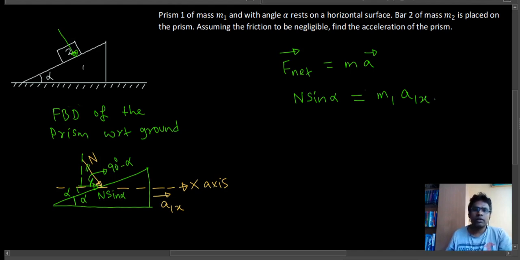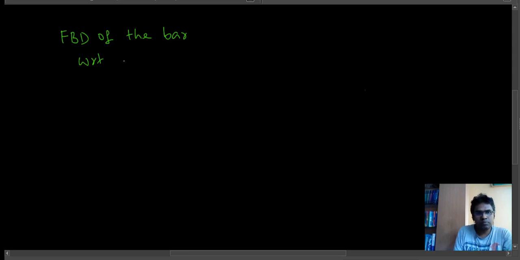Okay, now if we look at the free body diagram of the bar, in this case with respect to the prism. Now the prism is accelerating to the right, so the prism becomes a non-inertial frame. Whenever you analyze objects from within a non-inertial frame, there is this requirement of applying a fictitious force known as the pseudo force.